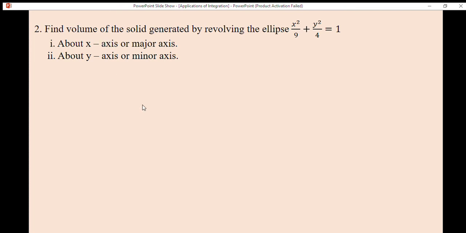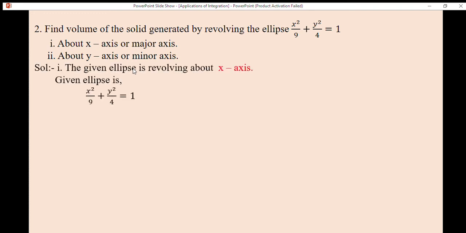Volume of solid about x-axis. X-axis is also called the major axis. And another question is to find the volume about y-axis, or minor axis. Now let us first calculate the volume revolving about x-axis.